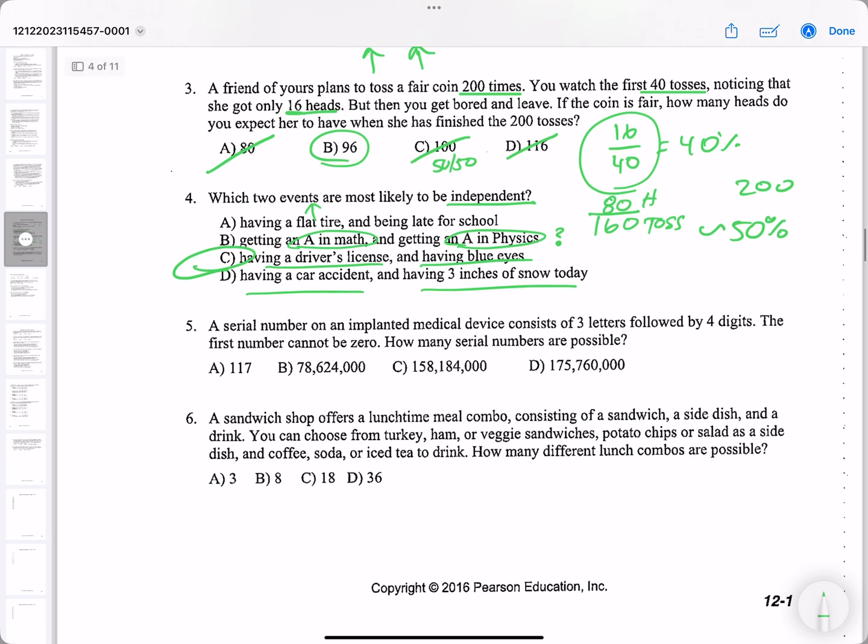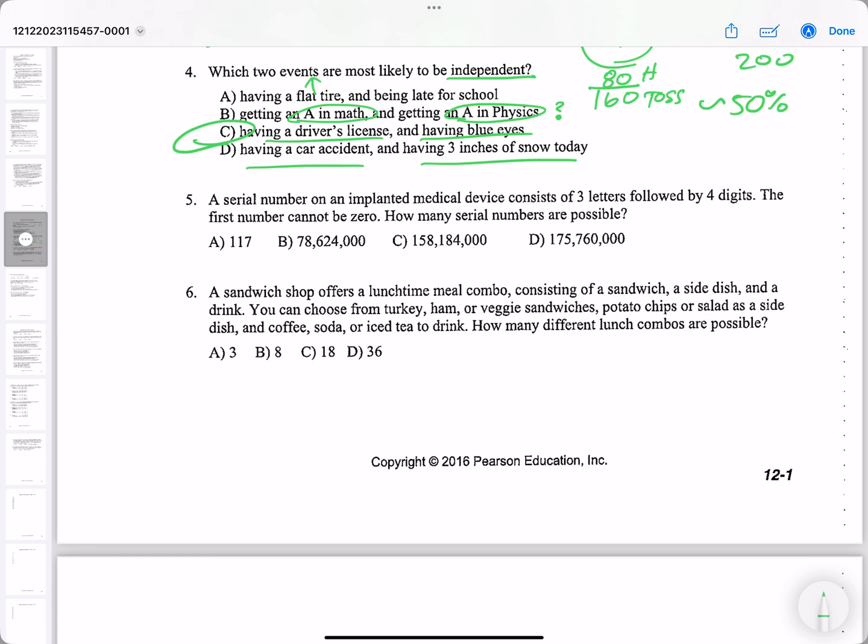Okay, number 5: a serial number implanted on a medical device consists of 3 letters followed by 4 digits. The first number can't be 0. How many serial numbers are possible? So it has 3 letters first, and there are 26 letters in the alphabet. It didn't say I can't repeat them, so I'm going to put 26 times 26 times 26 times. The first number here, it said can't be 0, so only 9 digits to choose from, but all the others are 10 digits to choose from, 0 through 9. And if you multiply this out, you'll get C.